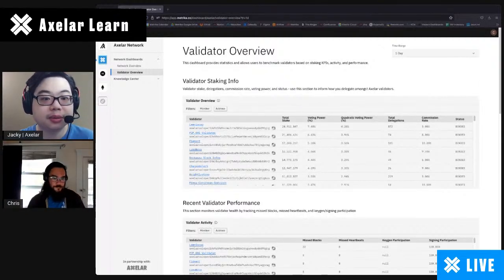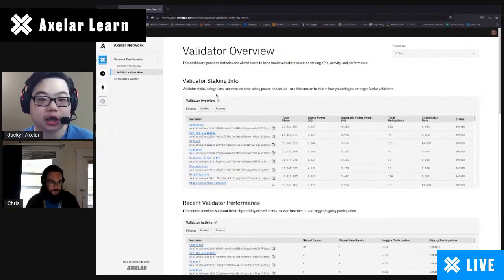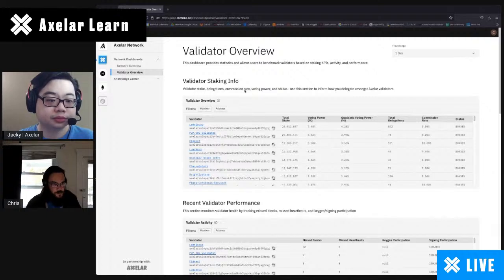So next, I kind of want to walk into this hypothetical scenario. If I'm a delegator and I want to get started with the Metrika dashboard, how might I go about using this platform? Yeah, great question, Jackie. So I'll just walk you guys through the different sections and talk through what each metric means and how it can be used by a delegator.